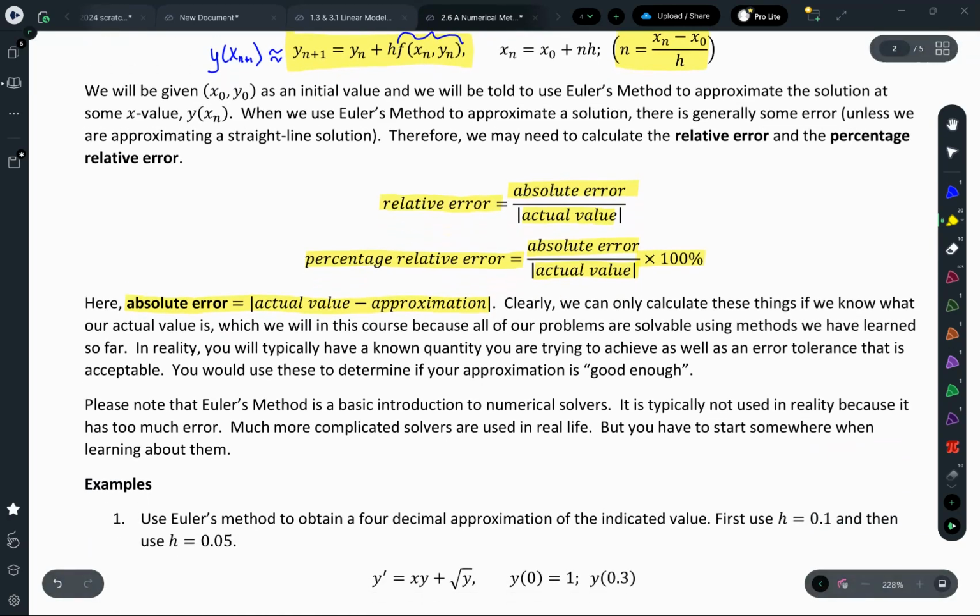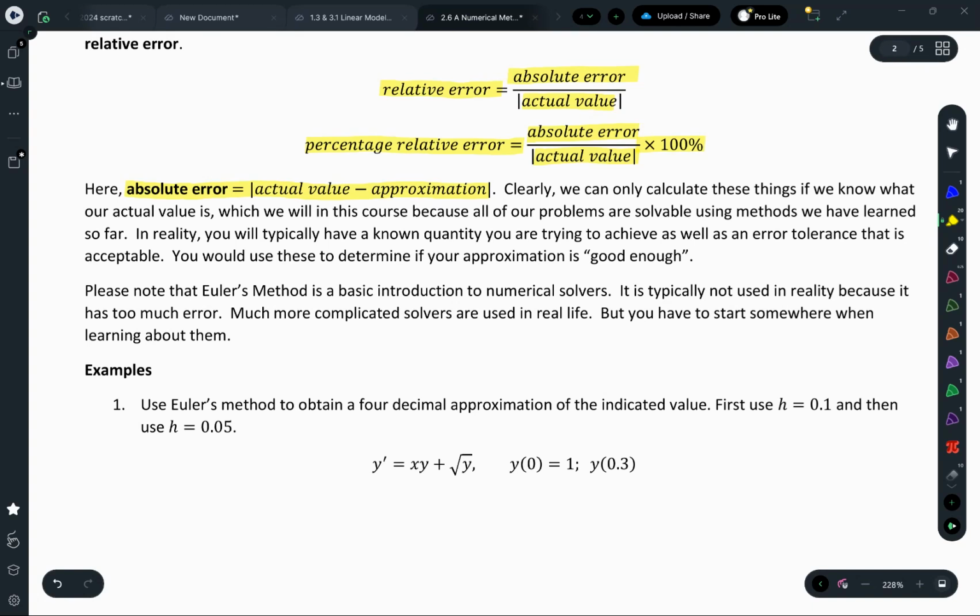Okay. Once we know what the relative error is, we can determine, or whoever needs the information that we're calculating it for can determine, whether the approximation is good enough or not good enough. Okay? Just once again, Euler's method is a basic introduction to numerical approximation solvers. And so it's not actually used in reality because it has a lot of error, but it is the one method that we could maybe do by hand a couple of times. All the others are intense with calculations, and there's even more room for error just in doing those calculations if you try to do them by hand.